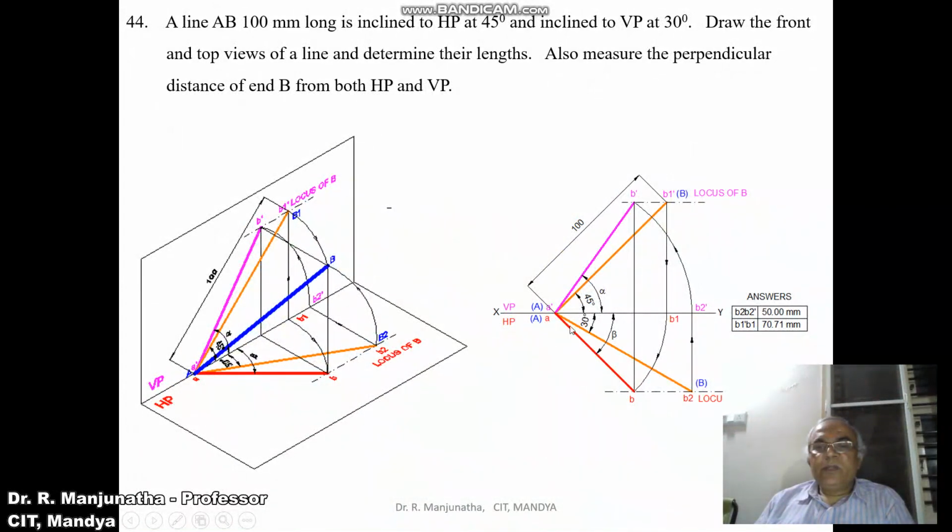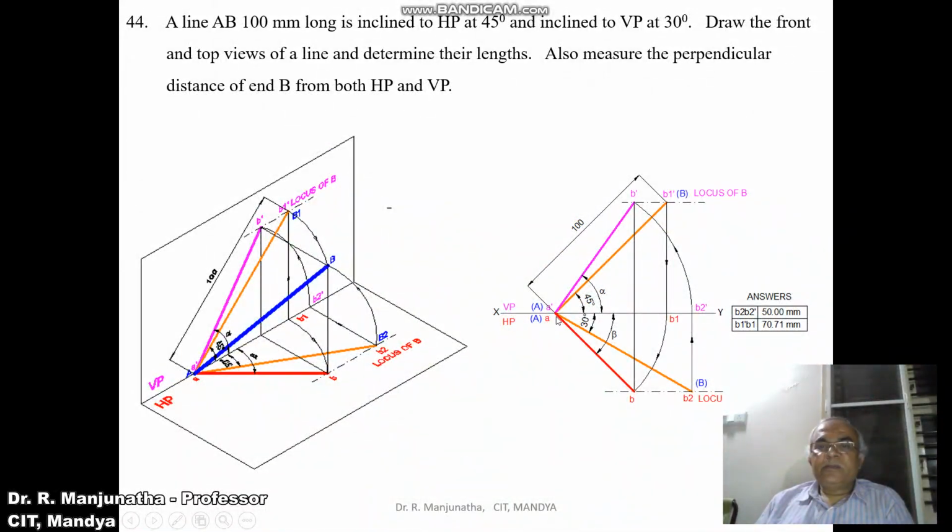Similarly, you consider the true length in the top view. If you consider the true length of the top view, its corresponding front view will be parallel to XY. A dash is on the XY line, therefore B2 should also be on the XY line. So draw a vertical projector from B2 to the XY line and mark this as A dash B2 dash.